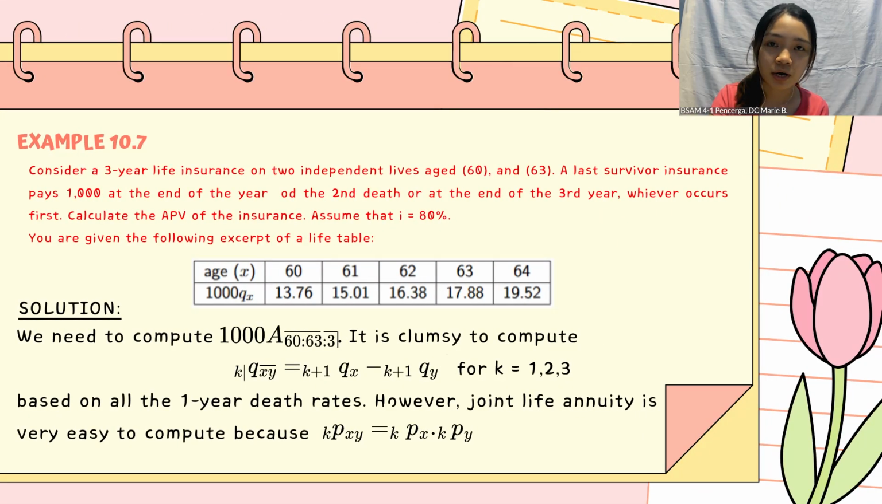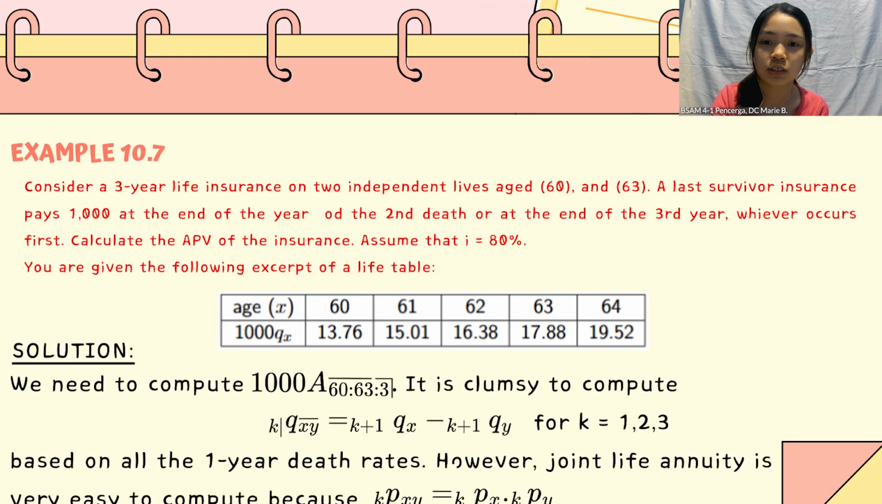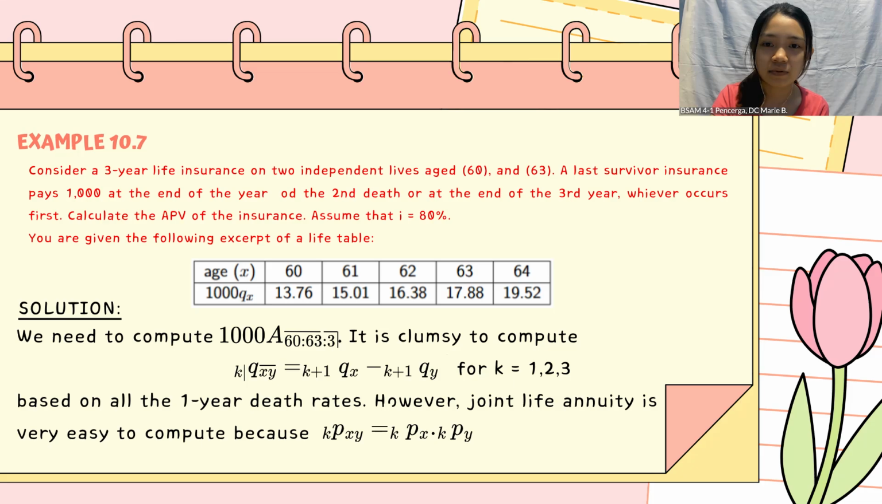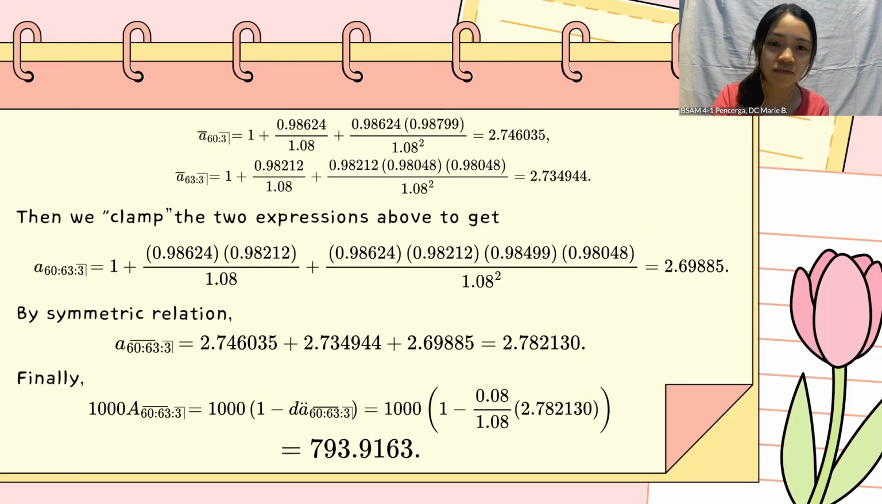Given a life table, we are asked to calculate the APV of ages 60 and 63 under a 3-year term life insurance, which pays a benefit amount of 1,000 at the end of the year of the second death or at the end of the third year. To solve this, let's start by getting the 3-year temporary annuity of each age. After this, we clump them by multiplying expressions with the same value of a, giving us 2.69885, but this is in terms of joint life status.